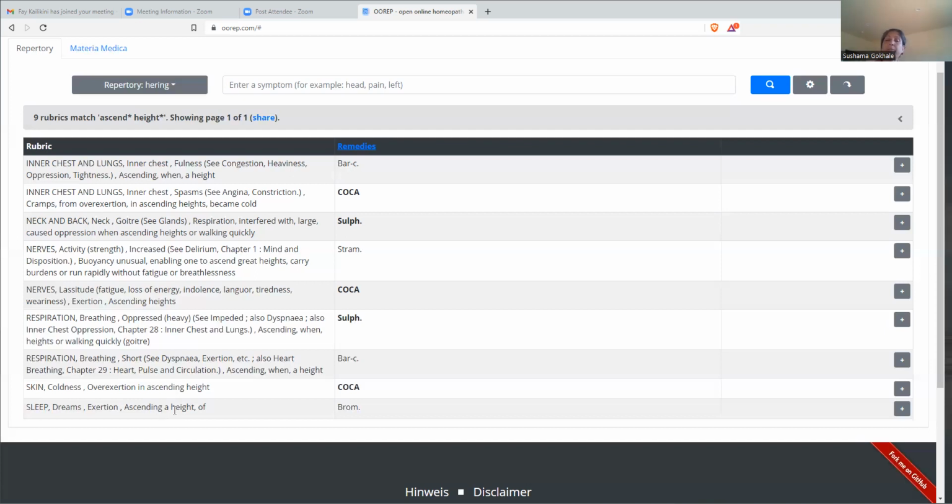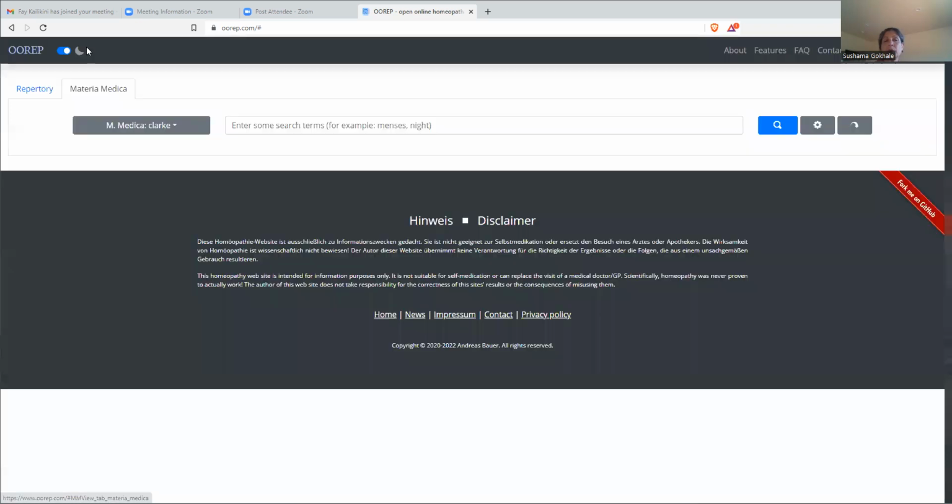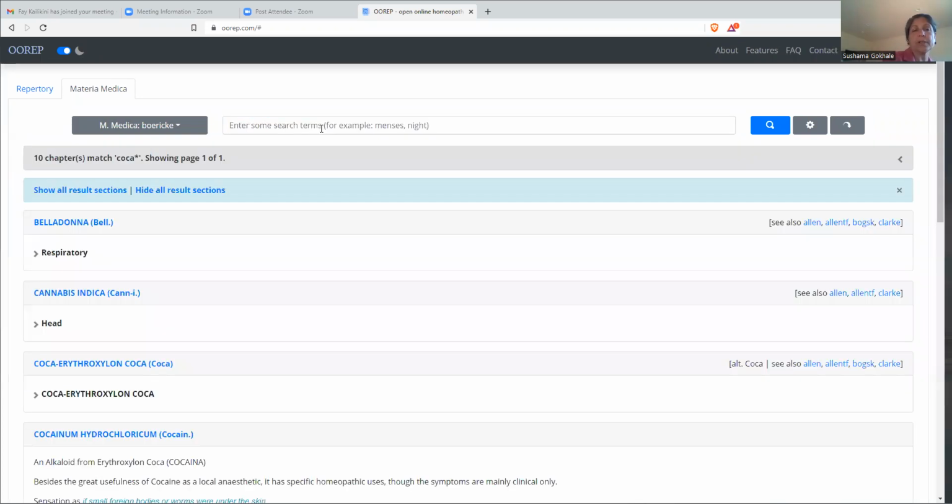So already you have 9 rubrics, and you're not just going to look at these rubrics when determining your remedy. Let's pick a couple for Maria: Baryta carb, coca, and sulfur, or stramonium too. You go look at Materia Medica. You go to Materia Medica and let's look up coca. Let's look at Boericke. Boericke is a Materia Medica, which is a description of the drug. And coca, let's see what coca brings up.